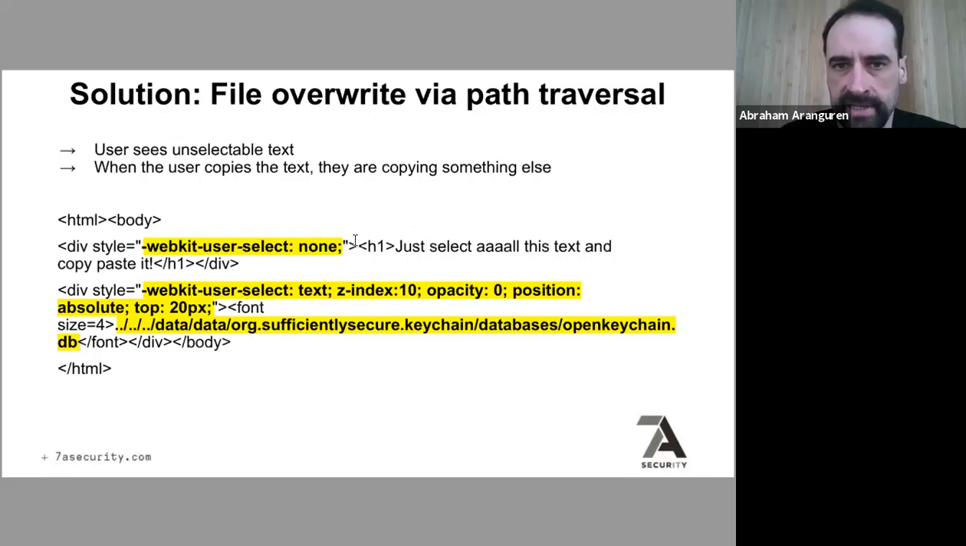We are saying that this text you can see, but you cannot actually select it, right? And then using some trigger here with more CSS, we are making this payload completely invisible to the user, but this is the only text that will be selectable, right? And this is what is doing the local file inclusion or path traversal.